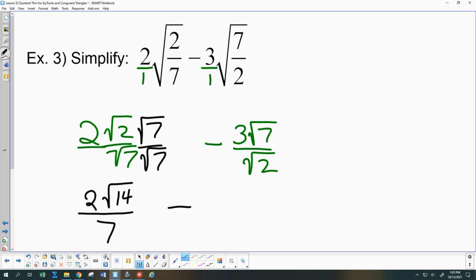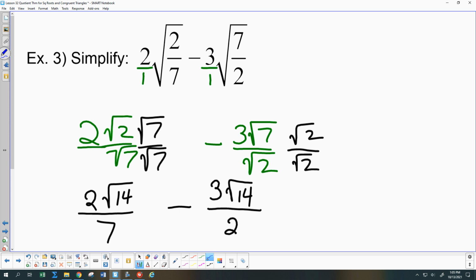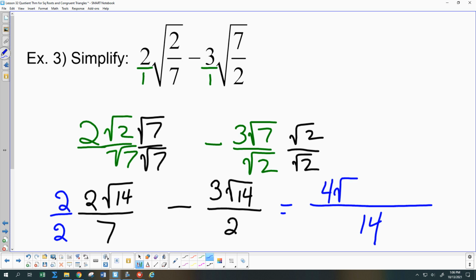Coleman, what do you want to do to the second one? If I just multiply by root 2, I've changed the number. Root 2 over root 2. So now my denominator is a regular 2, and my numerator is 3 root 14. Abby, what do I need now? Because what am I trying to get to? So we're trying to get a common denominator of 14. So multiply the first one by 2 over 2, and we have 4 root 14.